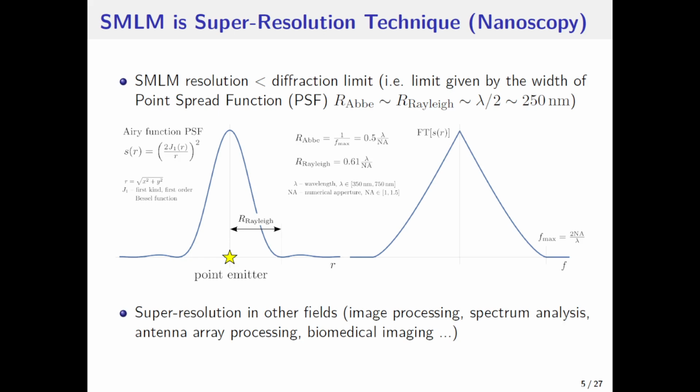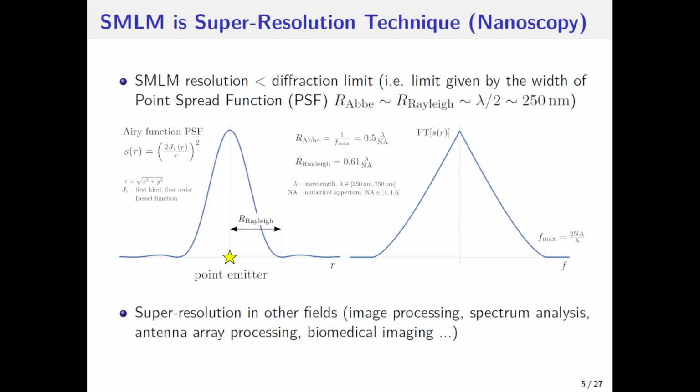So let's go back to SMLM. It's called a super resolution technique, nanoscopy, due to the fact that the resolution is below the diffraction limit. The diffraction limit is basically given by the width of the point spread function of the microscope. The literature calls it resolution due to Abbe or Rayleigh, roughly around 250 nanometers. Here's an example. The point spread function of a microscope, if we have a somewhat ideal system, looks like this blobby function called the Airy function. This function has a certain width, and this is the source of the diffraction limit, our limit in resolution.